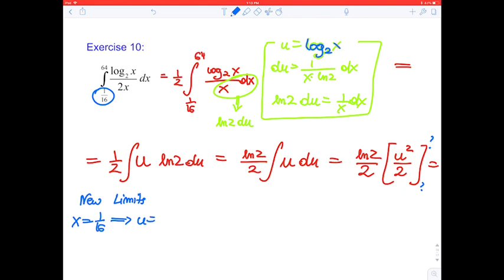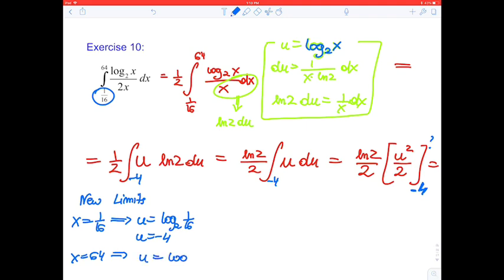log base 2 of x. Log base 2 of 1 over 16. 2 to the power of what number to get 1 over 16? 2 to the power of 4 will give me 16. 2 to the power of negative 4 will give me 1 over 16. That means this one is negative 4. Negative 4.